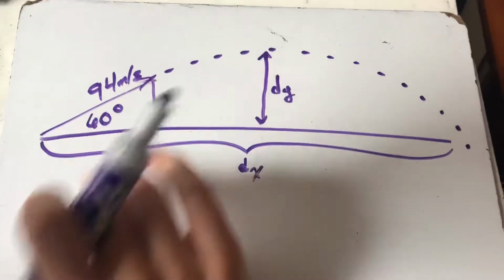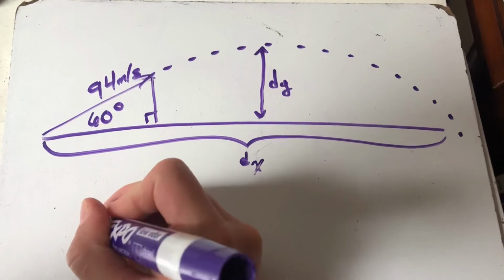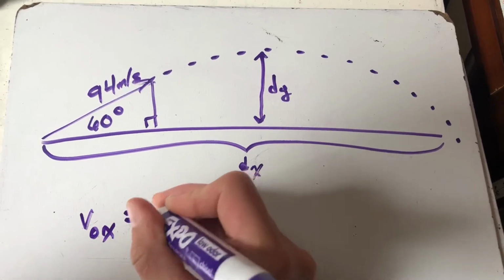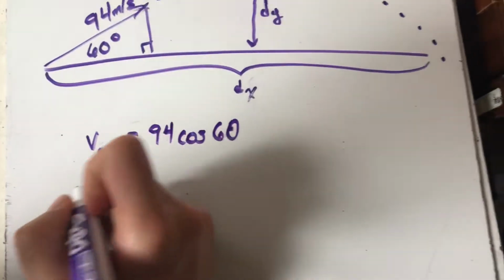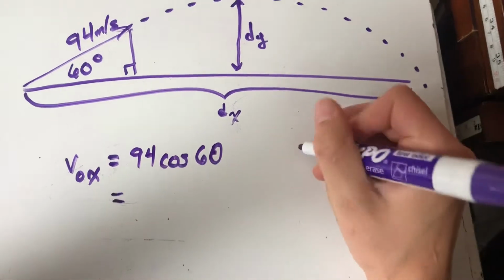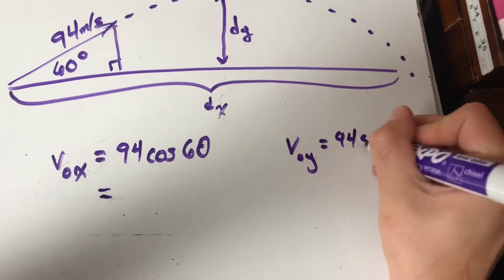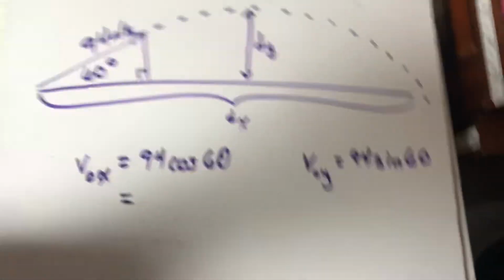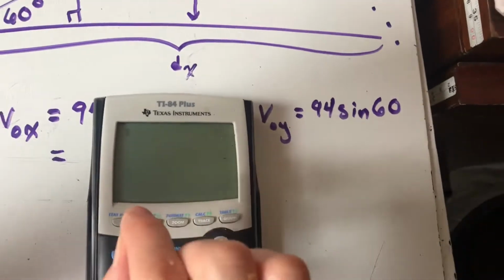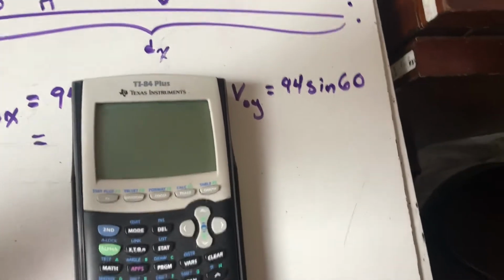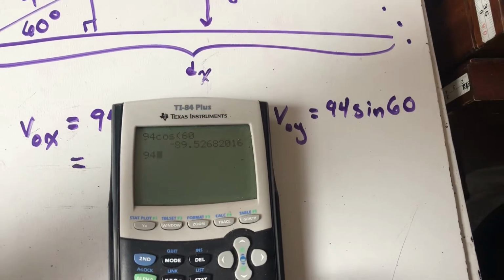So to find the components of your velocity, your horizontal component, Vox, is going to be equal to 94 cosine of 60. And of course, it's going to be different for your problem. And your vertical component is Voy, and that's going to be 94 sine of 60. So you could plug those into your calculator. Make sure if you're using your phone calculator, you put the angle first, then hit the trig function, then multiply by 94. But for me, I can just type 94 cosine of 60 and 94 sine of 60.